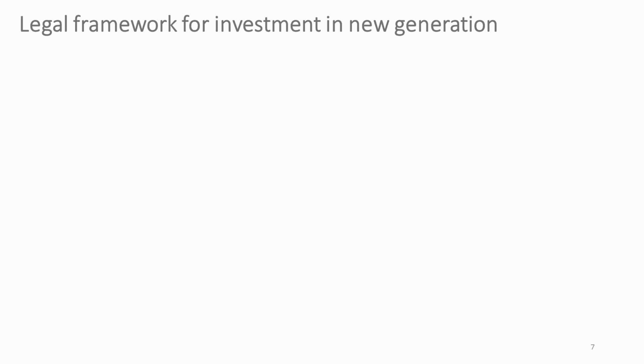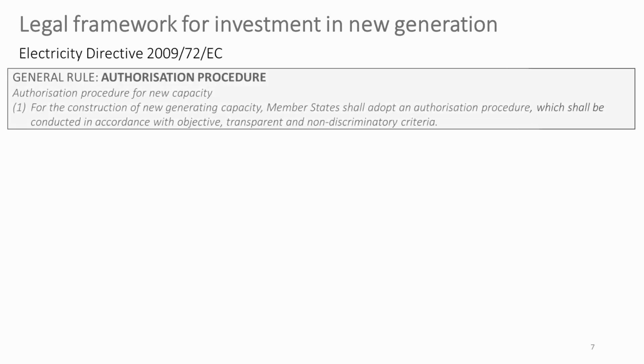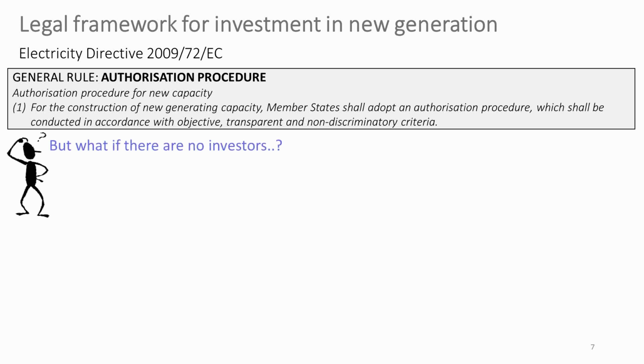According to Article 7, new generation capacity must be constructed through an authorization procedure. That's fine, but this assumes that there are and will be investors who are willing to construct new generation. But what happens if nobody wants to invest? Well, the directive foresees such a situation. Member states can intervene for security of supply reasons if the authorization procedure fails to secure sufficient levels of investment.